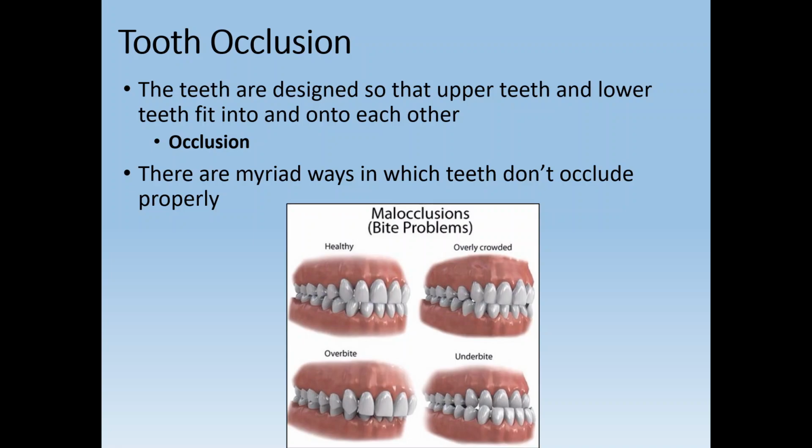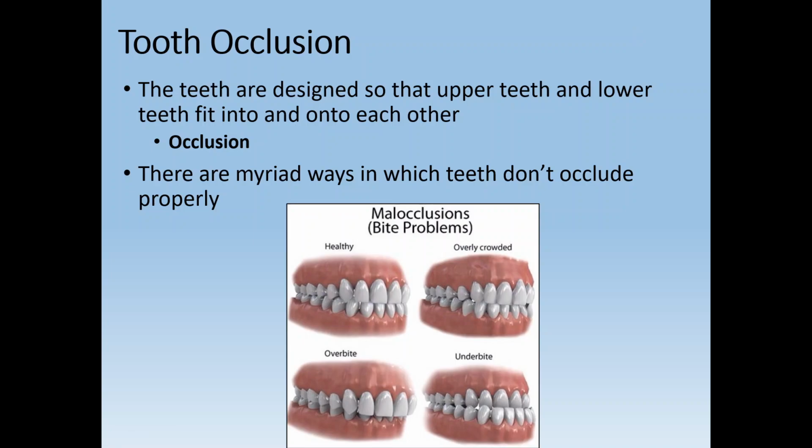Our teeth are what we call occlusal teeth. These are teeth that are designed such that the upper teeth and the lower teeth are going to fit together nicely. They meet up so that there's very little gap between your upper and lower teeth. This is called occlusion. There's a number of different ways in which teeth may not occlude properly.